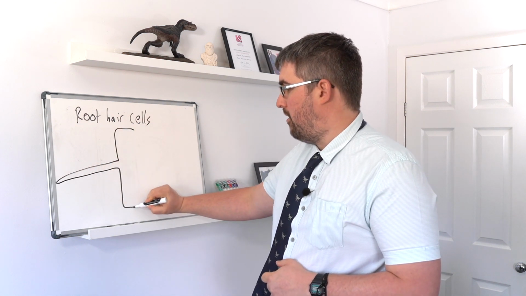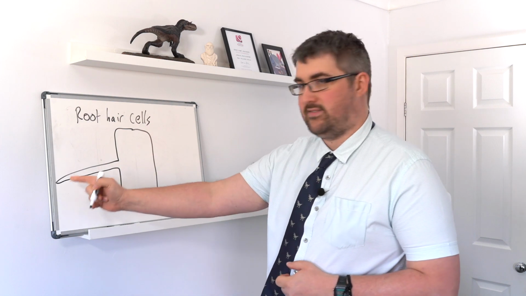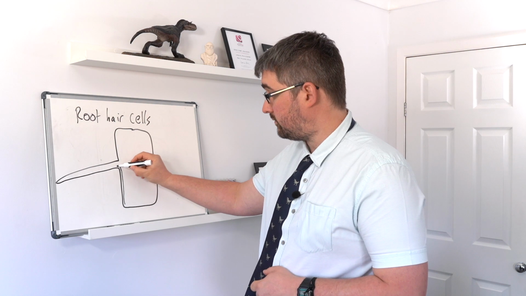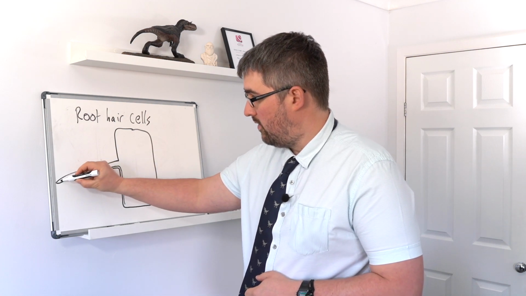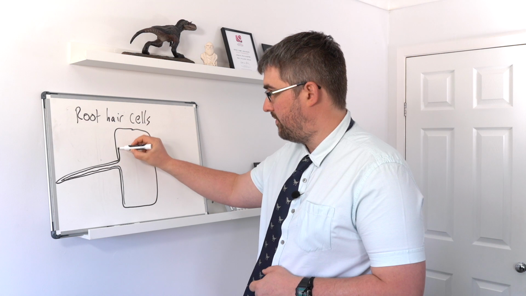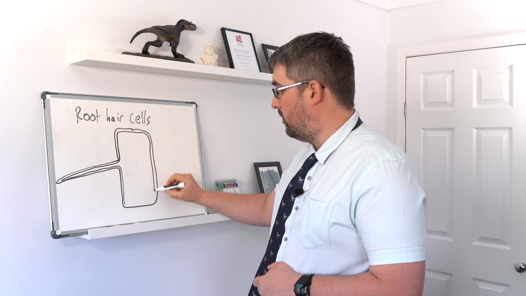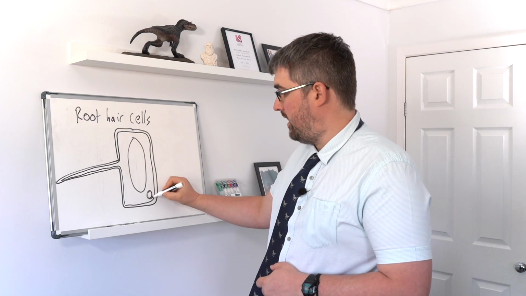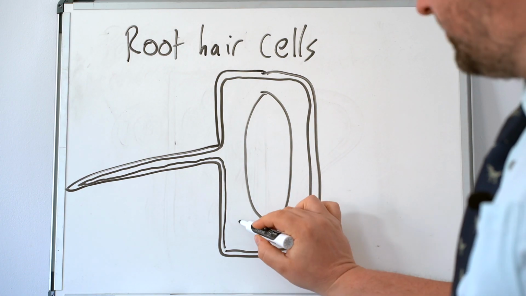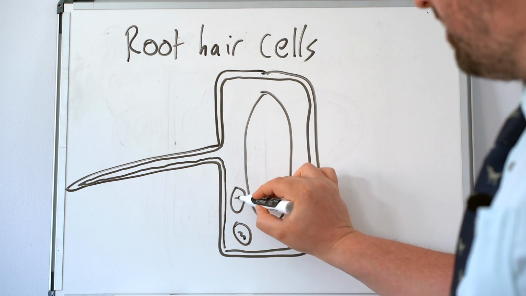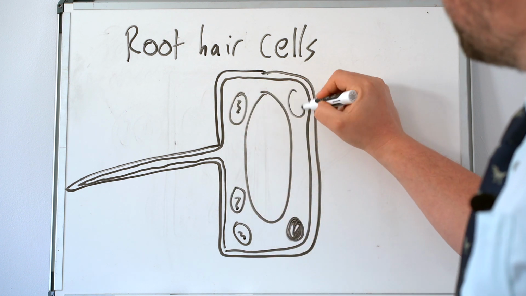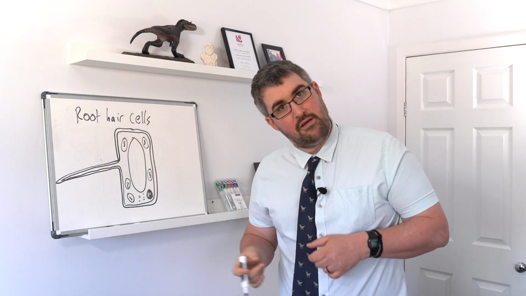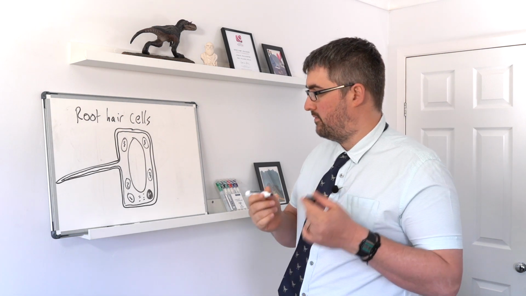The elephant in the room, I always think, with a root hair cell is this massively elongated extension here. They do have a cell wall, but it's much thinner than normal, although I'm struggling to draw that there on that extension. They have a very large vacuole. They have a nucleus. They'll have lots and lots of mitochondria, and I'll talk about them in a minute. They'll have ribosomes, Golgi, and the endoplasmic reticulum like we've talked about before.